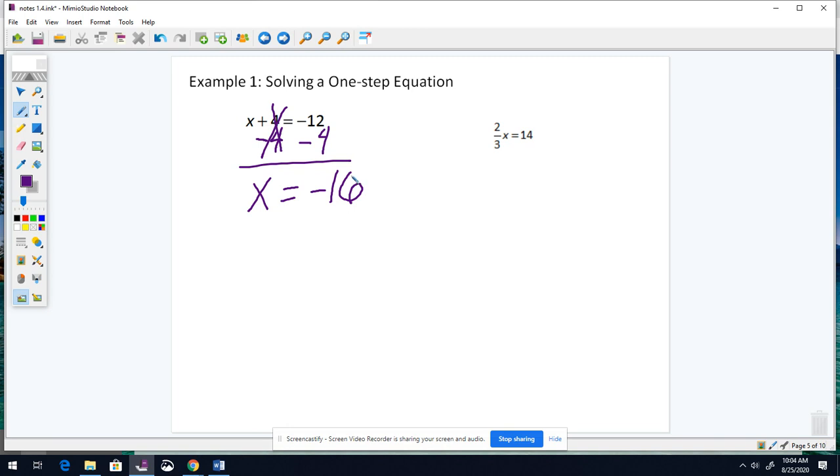As far as checking, it's really nice if you have the aid of a calculator next to you to do a quick check. This one, you probably don't need it. But if you take that -16 and put it back in for x, add 4 to it, you better get negative 12 or else your answer doesn't check.